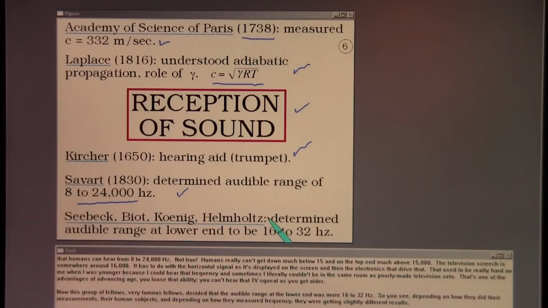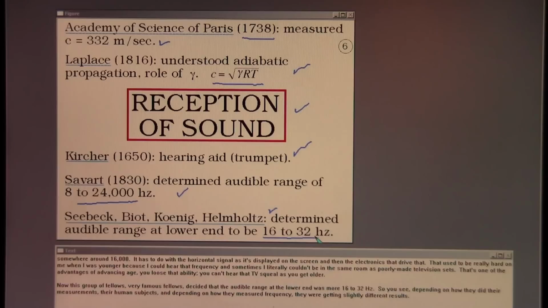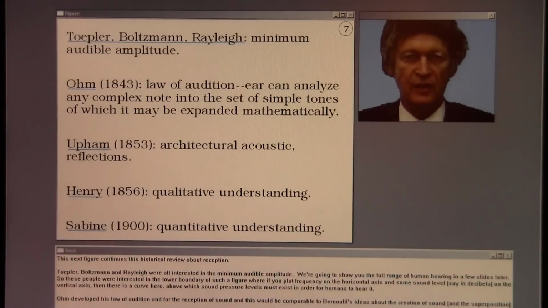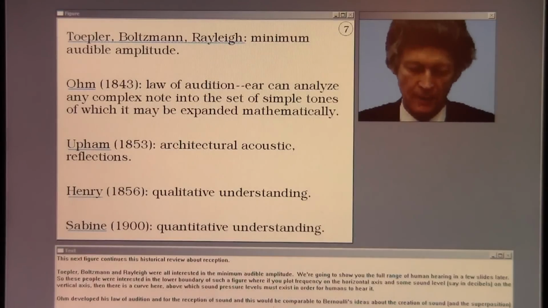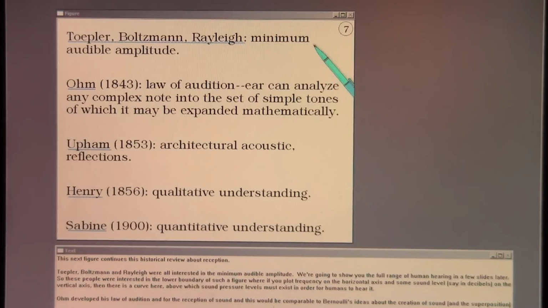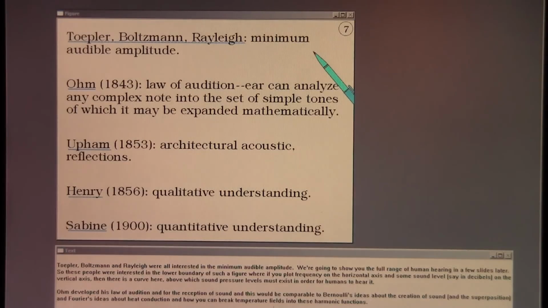Now, this group of very famous fellows decided that the audible range at the lower end was more like 16 to 32 hertz. So you see, depending on how they did their measurements, they're human subjects, and depending on how they measured frequency, they were getting slightly different results. The next figure continues this historical review about reception. Toepler, Boltzmann, and Rayleigh were all interested in the minimum audible amplitude, and we're going to show you the full range of human hearing in a few slides later.